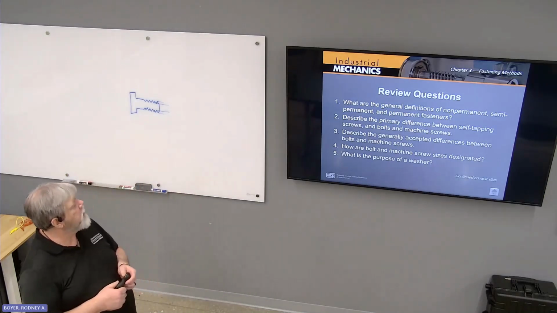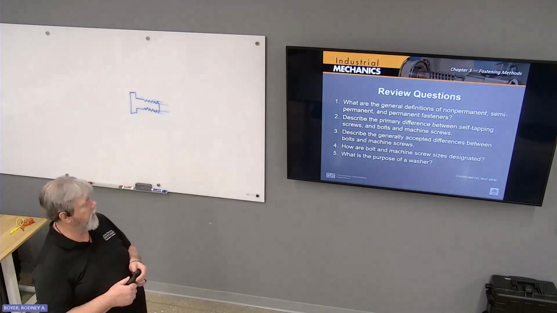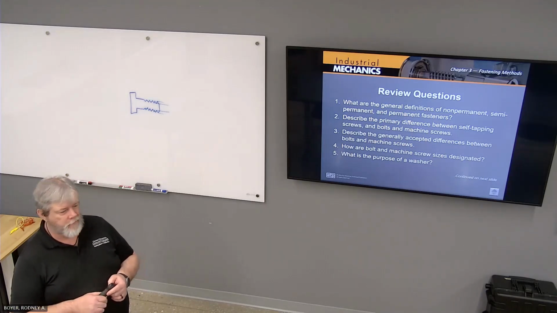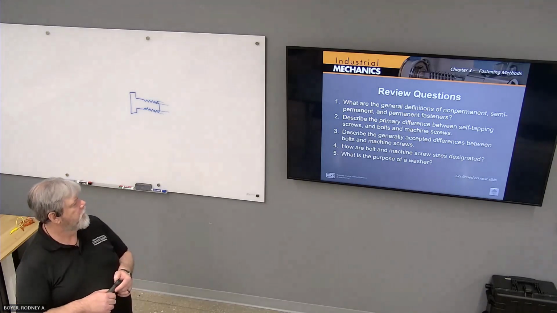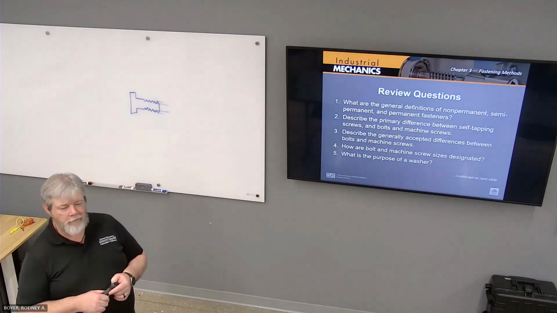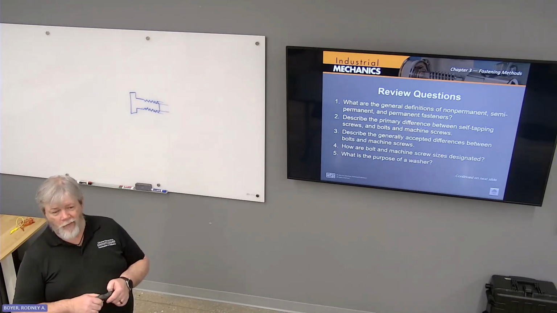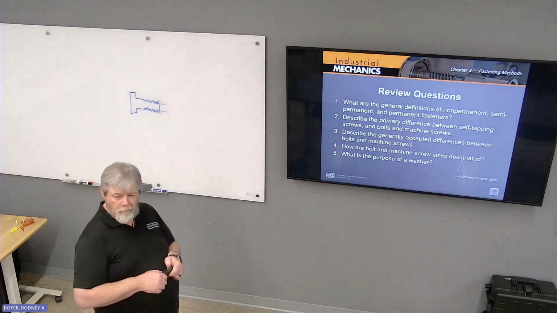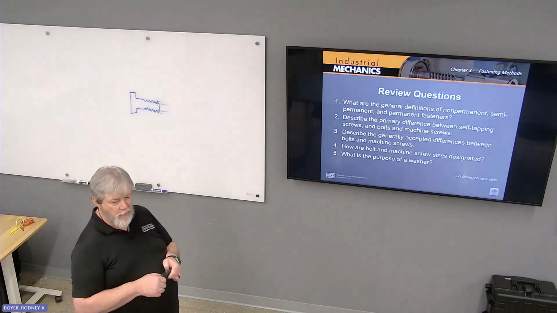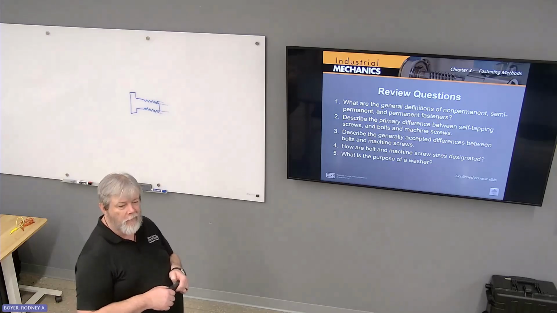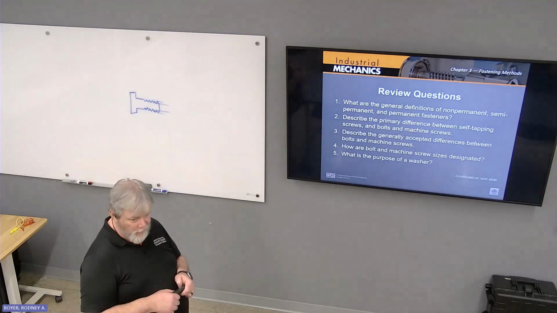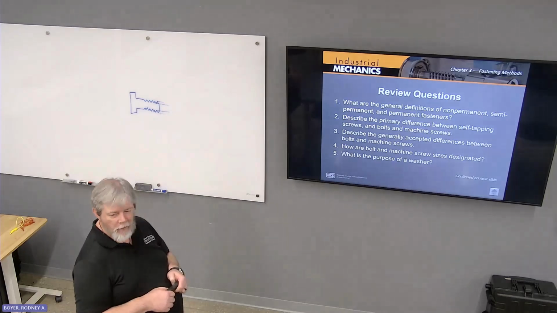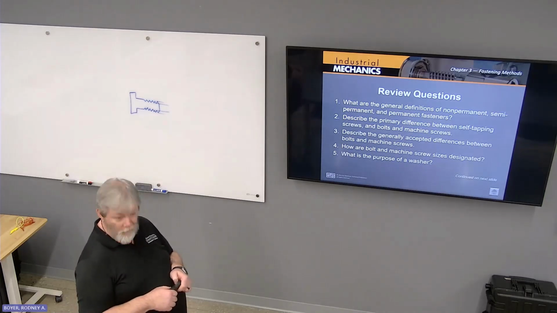What are the general definitions of non-permanent, semi-permanent, and permanent? Well, what's non-permanent? Screws, bolts. Easily removed. Semi-permanent? Removable. And permanent? Good luck getting it back off.